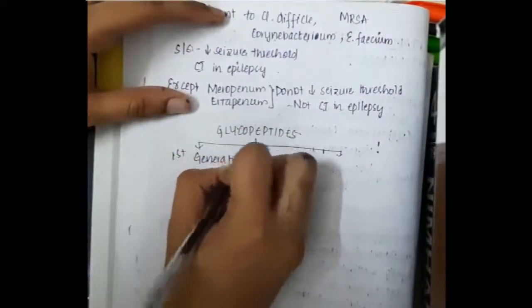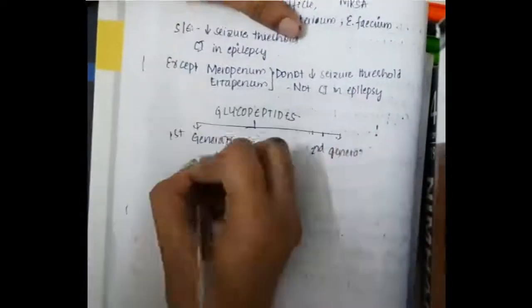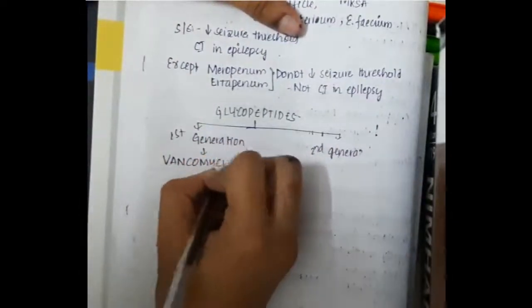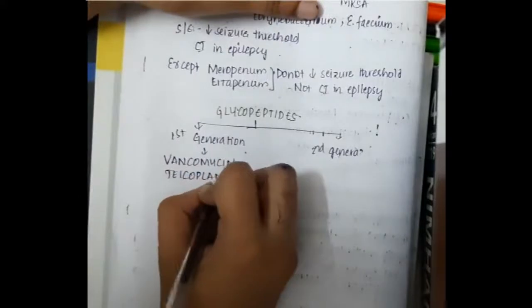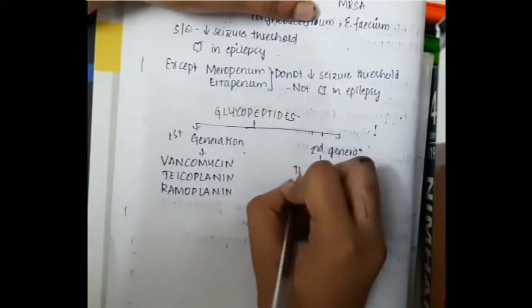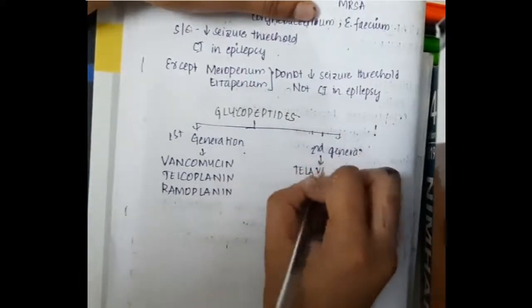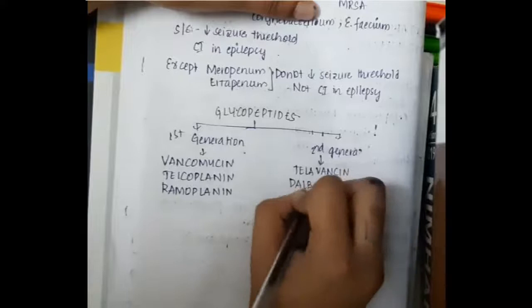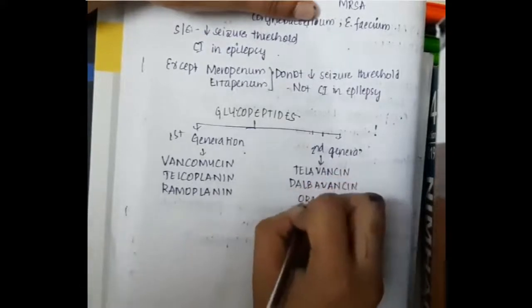Hello friends, let us now learn some important points about glycopeptides. Glycopeptides are of two generations, first generation and second generation. First generation glycopeptides include vancomycin, teicoplanin and ramoplanin, whereas second generation glycopeptides include telavancin, dalbavancin and oritavancin.